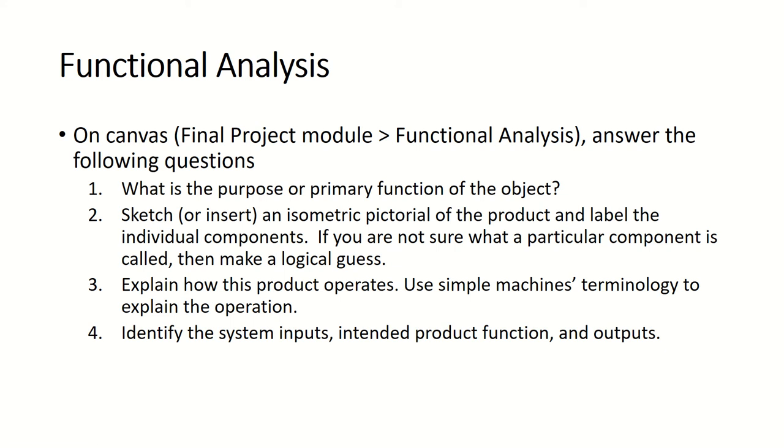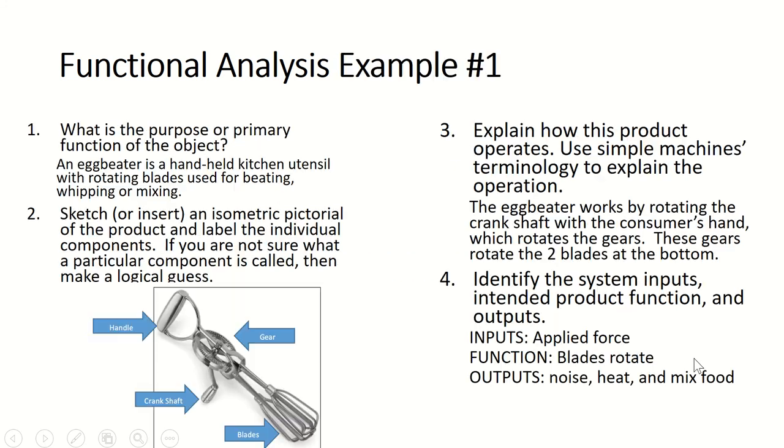And then number 3 is explain how this product operates. Use simple machine terminology to explain the operation. And 4, identify the system inputs, intended product function, and outputs. So this is that inputs, outputs table or chart that was shown in the reverse engineering video. I have 2 examples on here. So the first one's of this egg beater.